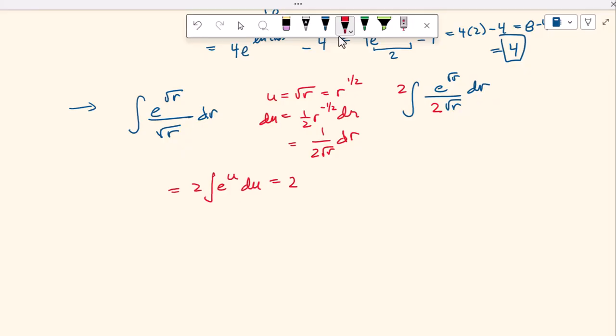So the integral of e to the u is e to the u. u is square root of r plus c. So a nice straightforward little u substitution using our new function and our new formula. Okay, let's get into some little bit more complicated ones.